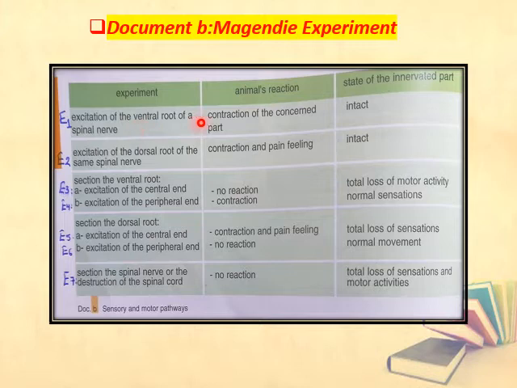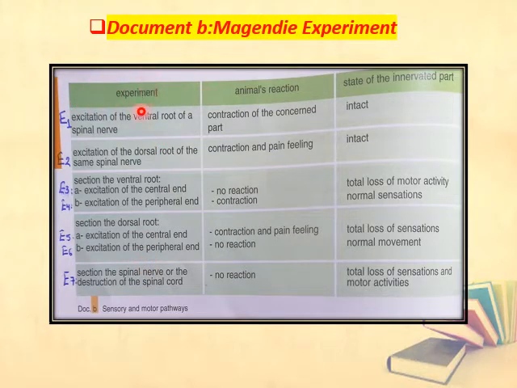Magendie's experiment was applied on dogs. Magendie wanted to know the role of the ventral root and the dorsal root of the spinal nerve, as well as the specific role of the spinal nerve and the spinal cord. So he performed an experiment on dogs in order to know the role, and he was able to know the role of each of the ventral root, the dorsal root, the spinal nerve, and the spinal cord. It's a very important experiment.